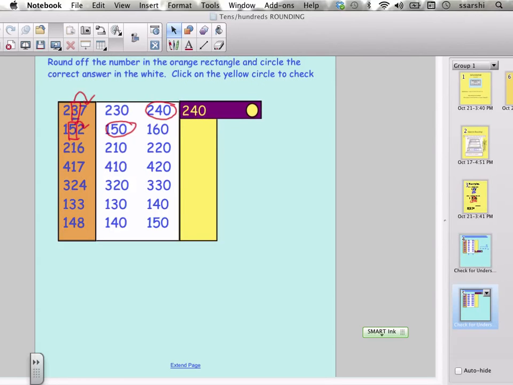So if we're checking, it's 240, 150, 216 rounded is 220, 417 is 420, 324 is 320, 133 is 130, and our final one, 148, rounded to the nearest 10, is 150.